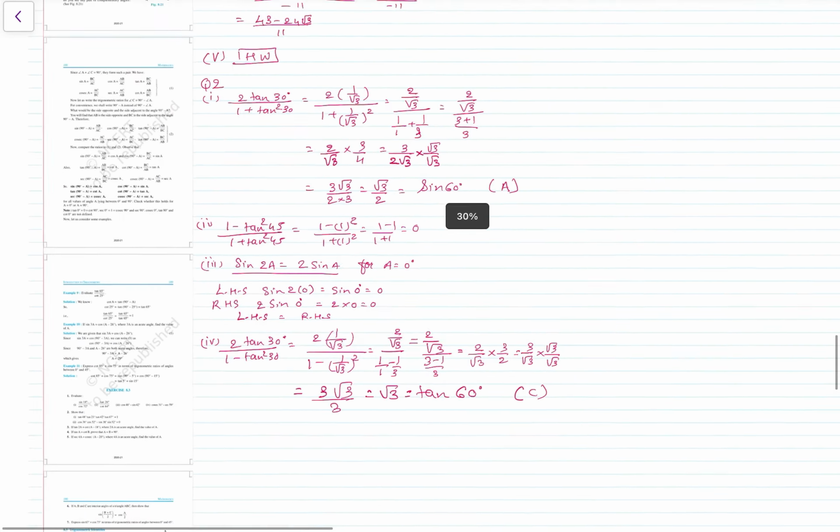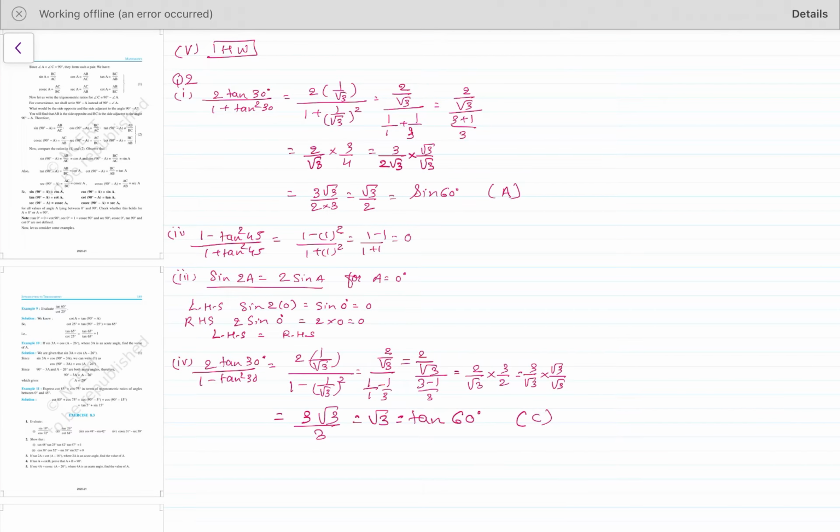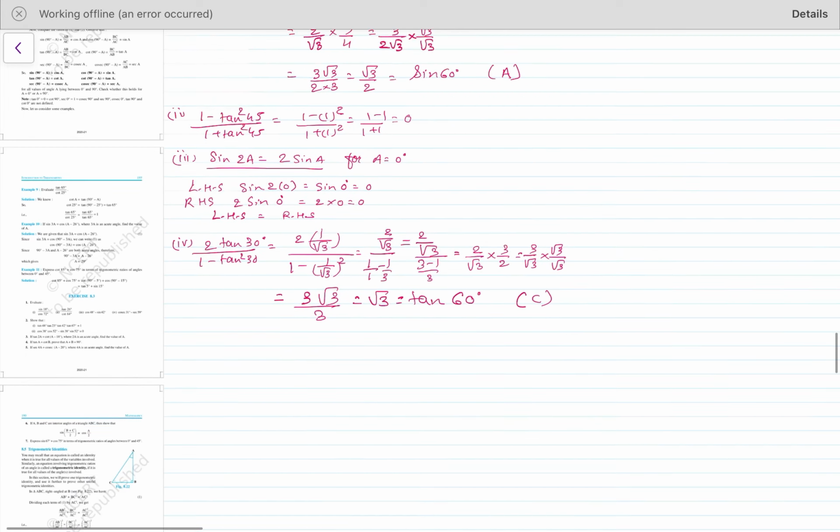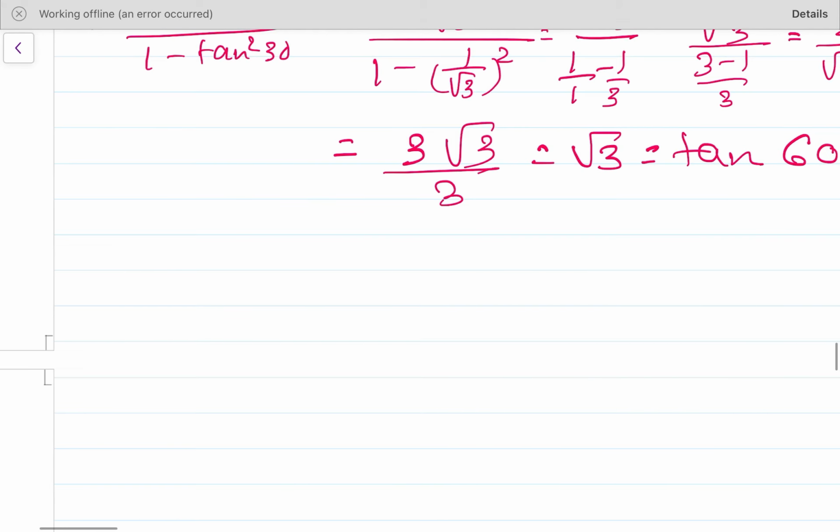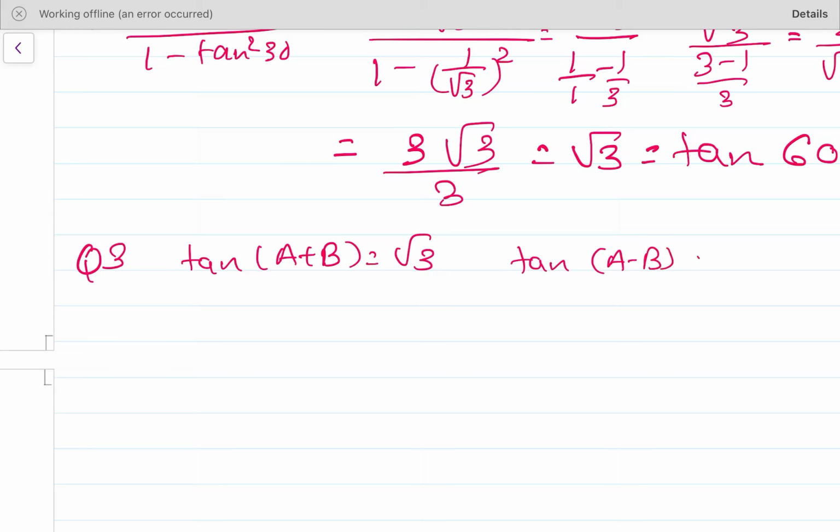That was your question number 2, all the 4 sums. Now we have question number 3. In question number 3, the question is tan a plus b is equal to root 3 and tan a minus b is equal to 1 upon root 3.